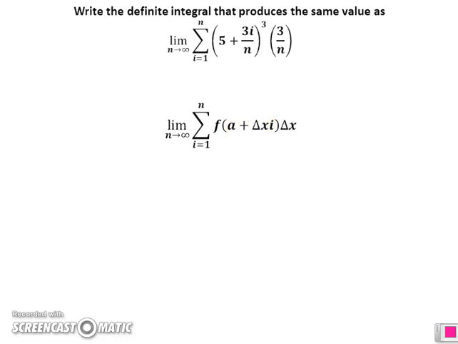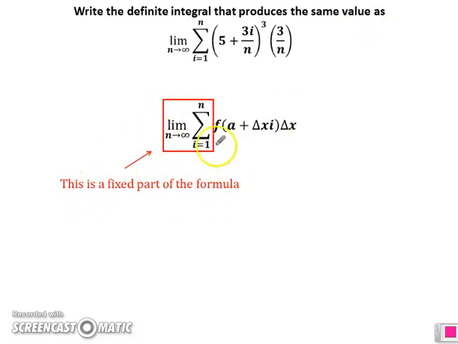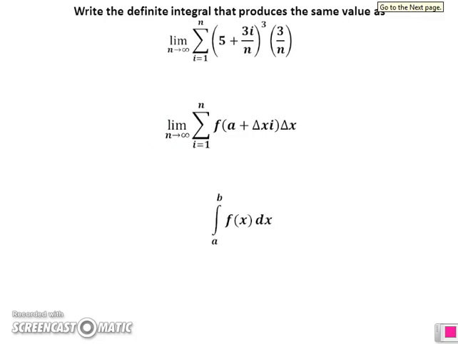Okay, let's get back to this problem. So what we need to do, the best thing to start with, is to find delta x. This piece is fixed always. So when we're going from this to a definite integral, this will always be here. This is the part that we're going to use to find our answer. So from this to this, step 1, find delta x.